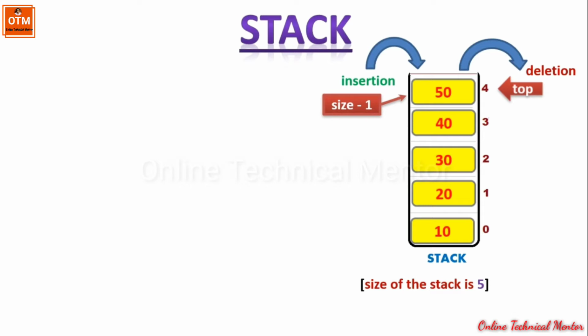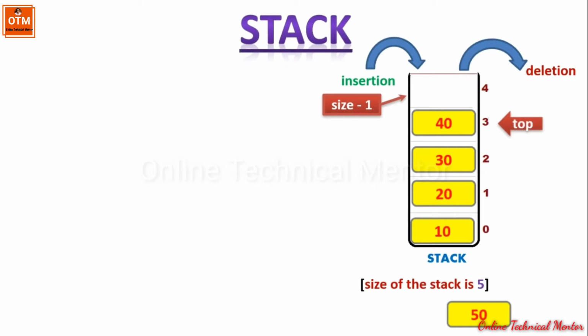Now I will show you the deletion process from a stack. In a stack operation, the last element will come out first. In other words, we can say that last in, first out. So look at the operation. 50 will come out from the stack and the top will be decremented by 1. That means it will again come down to 3 position of the stack. So 50 is the topmost element which has been deleted.